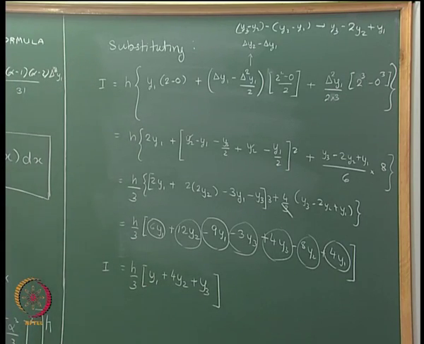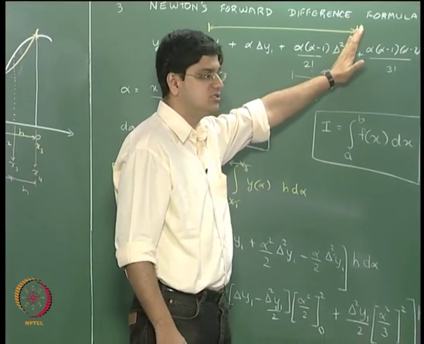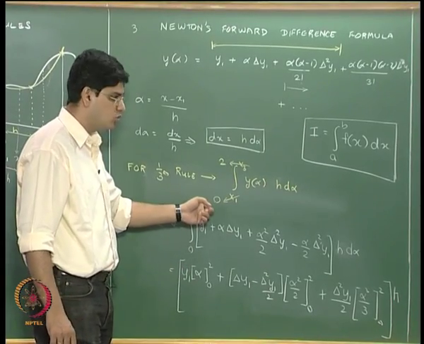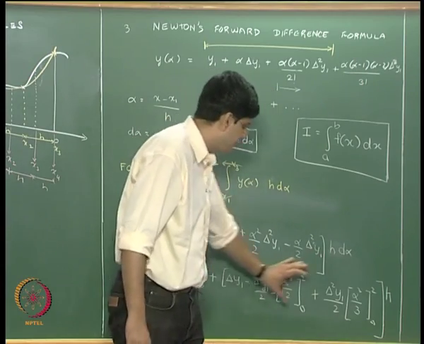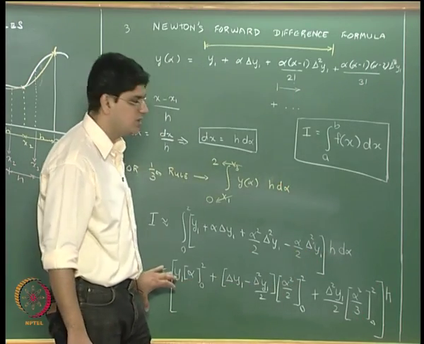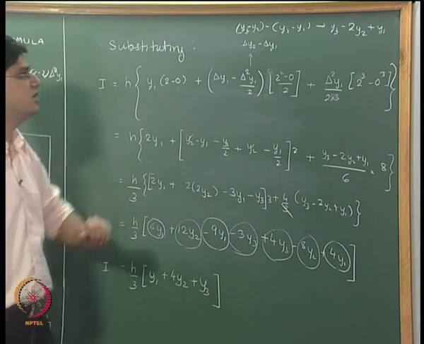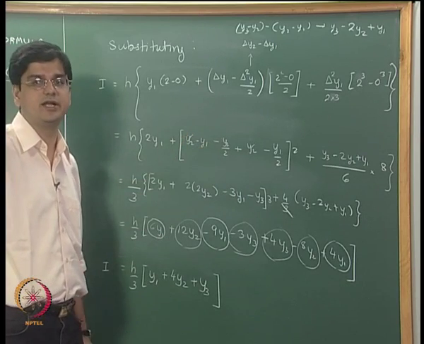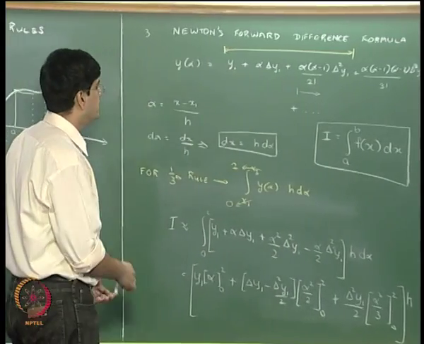Okay. So, to recap, what we actually did was, in the Newton's forward difference formula, we retained the first 3 terms and then integrated the equation from 0 to 2, okay. And when we did the integration, we were essentially left with this particular formula, okay. And then we substituted the values of alpha and so on into this particular equation, and this is what we ended up getting.